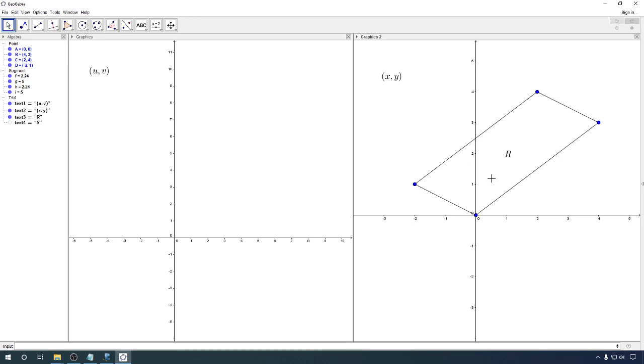This is not a type 1 or a type 2 region. If we wanted to think of it as a type 1, we'd have to think about what would be our top function, what would be our bottom function. Between negative 2 and 0, we have this line as our bottom function and this line as our top function. But once we pass 0, as we go from 0 to 2, now this line is our bottom function, while this line stays our top function. And then after 2, now this line is our top function, and this line is our bottom function.